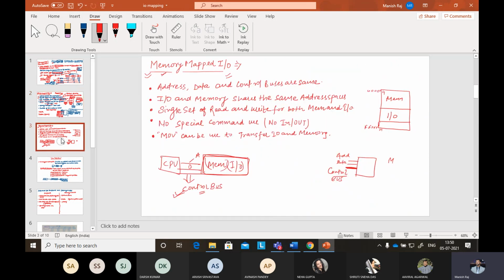There is no need for these in memory mapped IO, because you are saying I am taking both of these things together. Here you can use only the move instruction for storing and retrieving. So there is no need to use the in instruction or the out instruction, because IO devices also work as memory. So you can directly use the move instruction. So this part is okay.